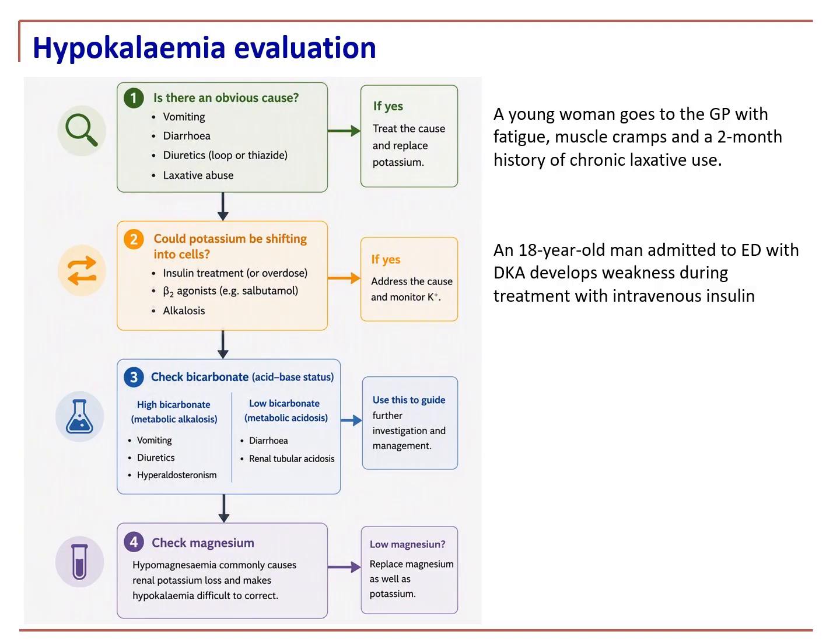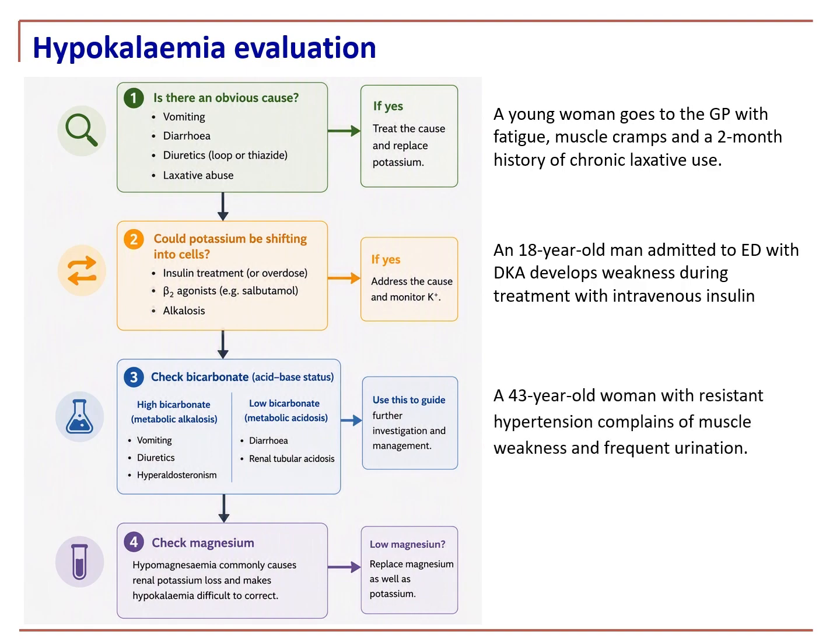Stage three, so we still don't know what the answer is at this point. If the history isn't obvious, bicarbonate often becomes the next clue. A high bicarbonate suggests metabolic alkalosis. So you may be thinking vomiting, diuretics, or primary aldosteronism. But when we look at this person, a 43-year-old woman with resistant hypertension, complains of muscle weakness and frequent urination. When hypokalemia and hypertension come together, primary hyperaldosteronism should immediately come to mind. So that's what we'd be thinking in this case.